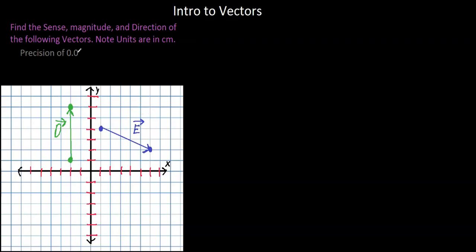We're asked to find the sense, magnitude, and direction of the following vectors. Note, the units are in centimeters, and it says to round to the nearest one decimal place. That's what this means. So let's start with vector D.